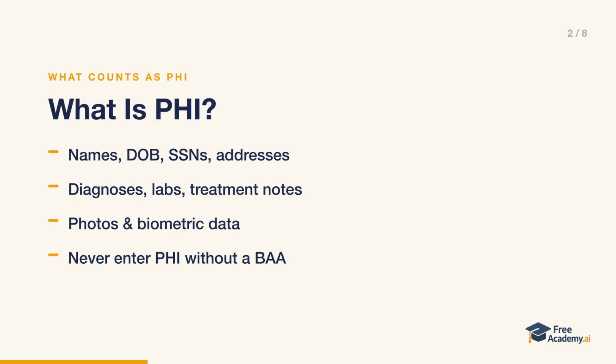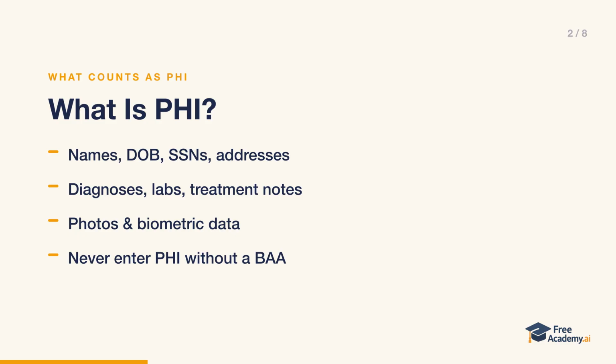Protected health information, or PHI, is any individually identifiable health data created, received, or handled by a covered entity, like a hospital, clinic, or health plan, or by their business associates. That includes patient names, addresses, dates of birth, and social security numbers. It includes medical record numbers and account numbers. It includes diagnoses, treatment notes, and lab results. It includes photos and biometric data. And it includes any combination of details that, put together, could identify a specific patient.